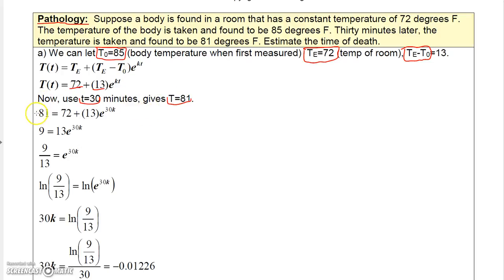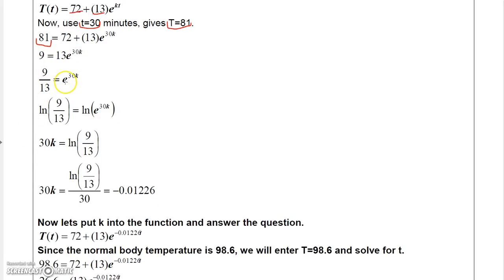So how will I use that? Well, I'll make 81 the temperature, and I'll put 30 in for t, and I'll use that to get my k. So I'll use this information to solve for k. Now I'm going to subtract 72 from 81 and get 9, and then I'll have 9 equals 13 e to the 30k. Then divide by 13, and I get 9/13 equals e to the 30k. I'm just going to leave this as a fraction.